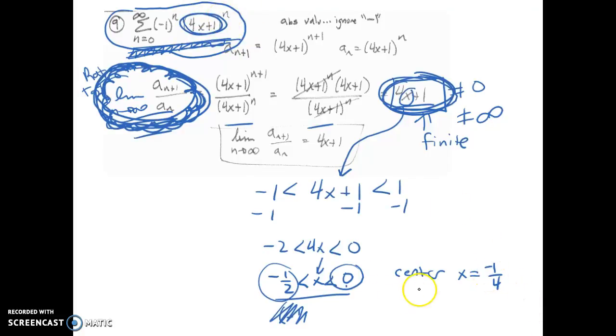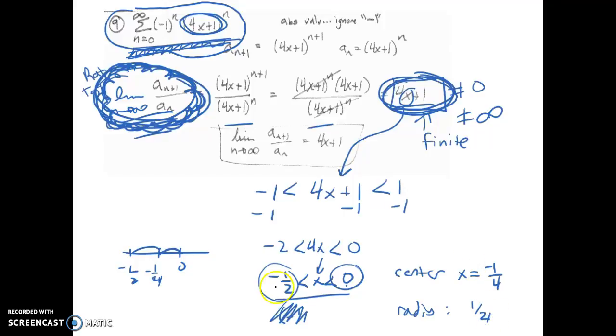Haha. And that means that the radius is going to be, well, if -1/4 is my center, and I can go as far as 0 or -1/2, whatever this distance is, that's my radius. So my radius is going to be a half. No, it's not. It's a fourth.